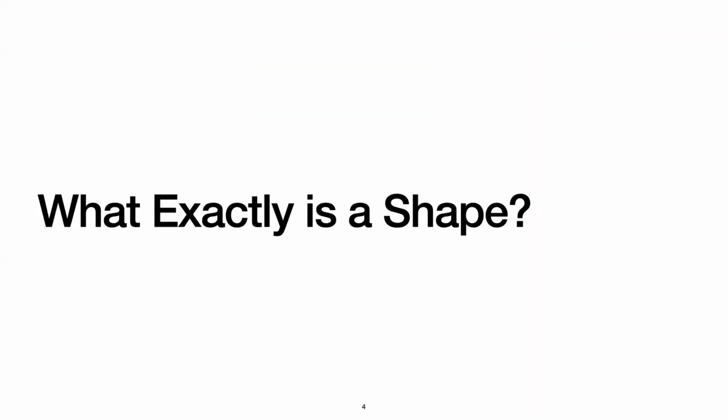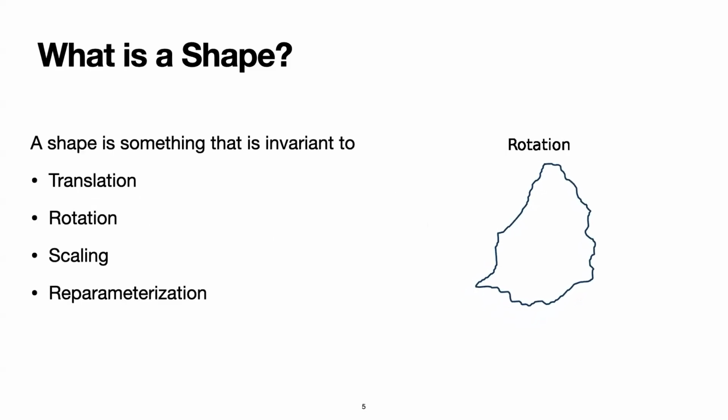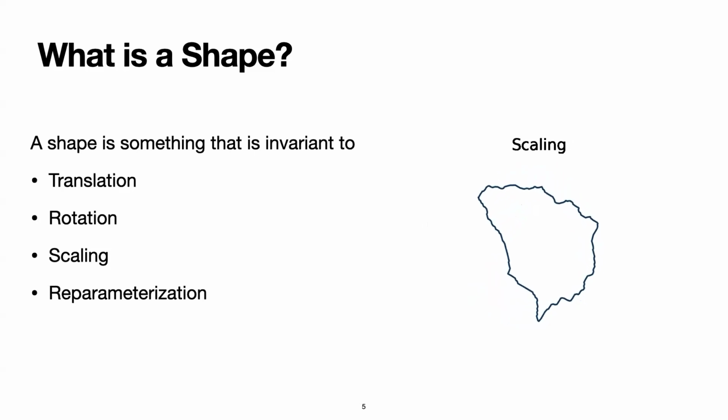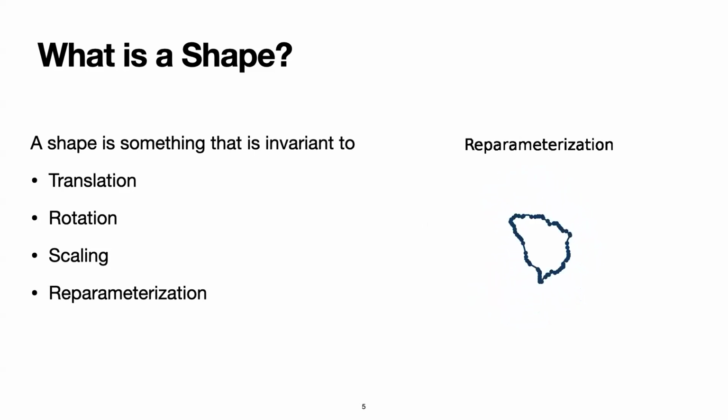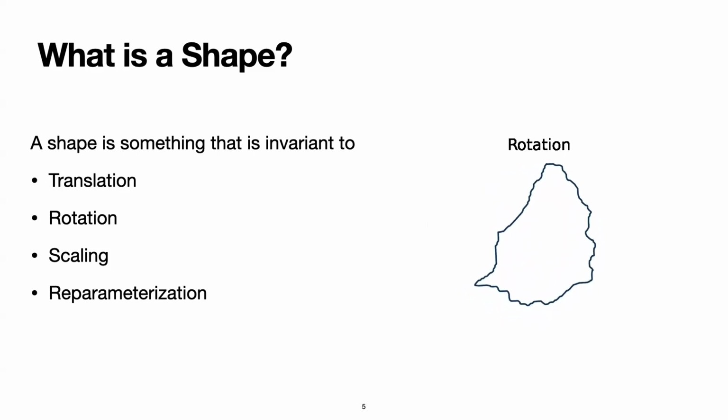So here's the crux of the presentation. What exactly is a shape? And we'll spend the rest of the presentation developing mathematics to help us define this. So a shape is something that's invariant to translation, rotation, scaling, and reparametrization.